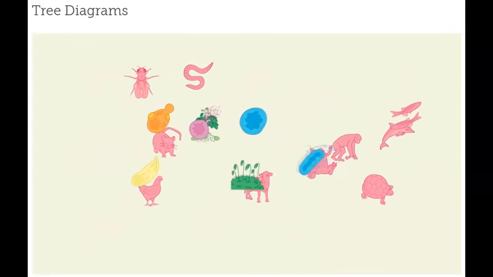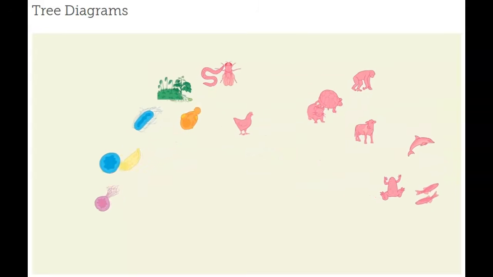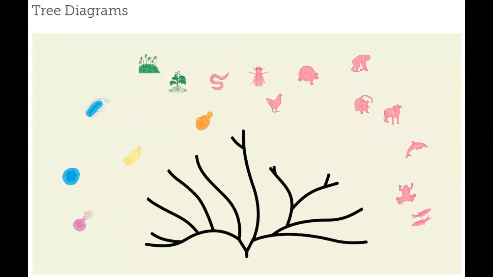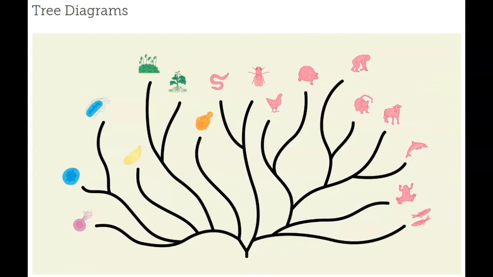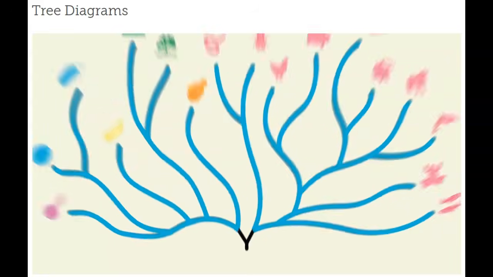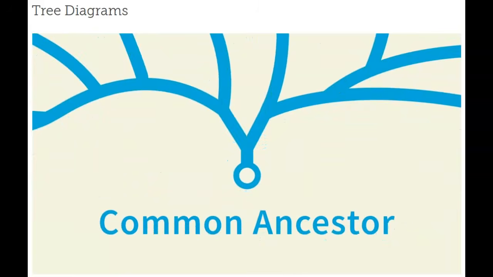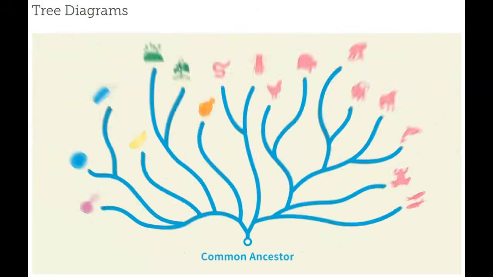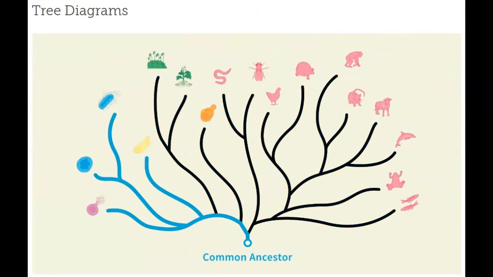To show how living things are related, scientists organize them into branching tree diagrams. Since living things share so many fundamental characteristics, the underlying assumption is that they all descended from a common ancestor. And the branches are a best guess at how the living things at the tips are related through reproductive lineages.